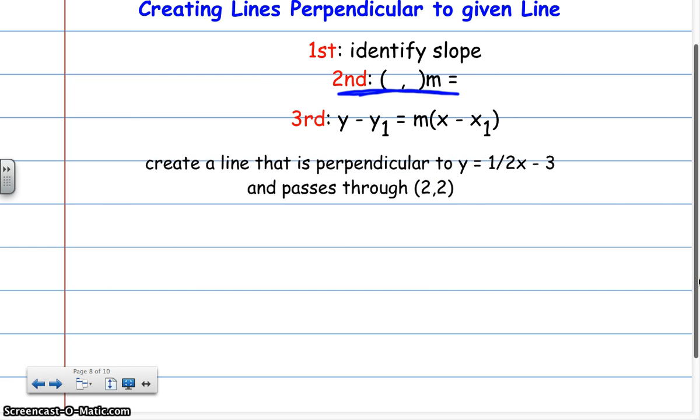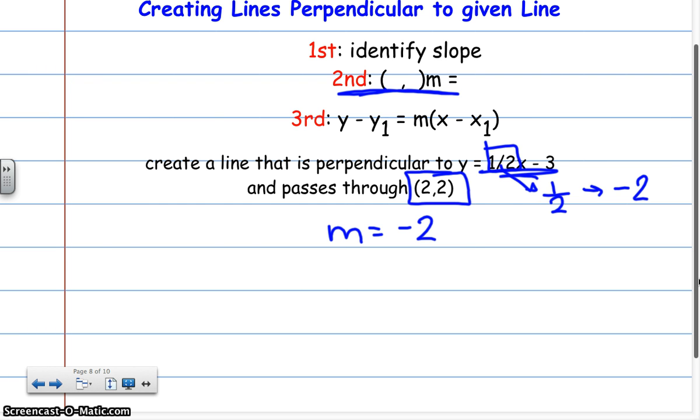So I want to create a line that is perpendicular to this line and passes through the point 2, 2. So the first thing I want to do is identify what is my slope. Well, if I'm perpendicular to 1/2, then I want to be the opposite. The opposite of 1/2 would just be negative 2 over 1 or negative 2. So my slope of my perpendicular line is going to be negative 2. That's me noticing that the slope of this line is 1/2, and the reciprocal of 1/2 is negative 2. So that's my first step.